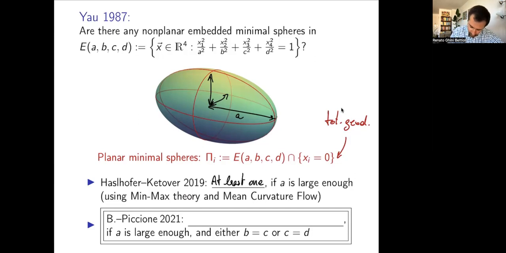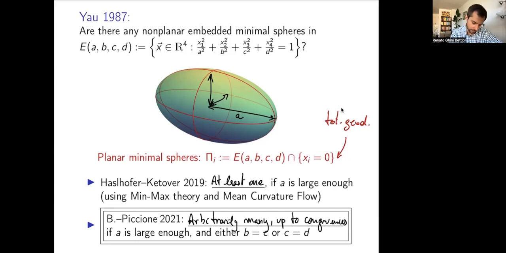Then in joint work with Paolo Piccione, last year, we were able to find arbitrarily many non-planar solutions. And of course, here, arbitrarily many up to congruences. So they're not just isometric images of one another under some rigid motion, if A is large enough. And if we have at least two of the semi-axes coinciding. So if either B is equal to C or C is equal to D, then we're able to produce as many non-planar minimal spheres embedded in these elongated ellipsoids, as many as you want.